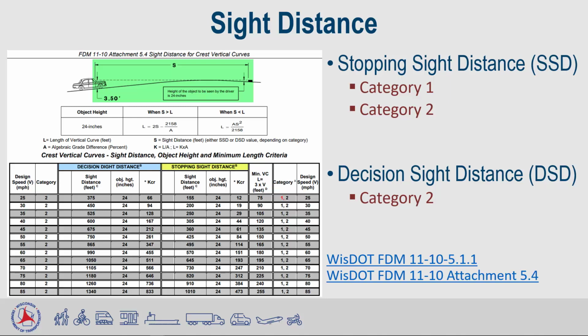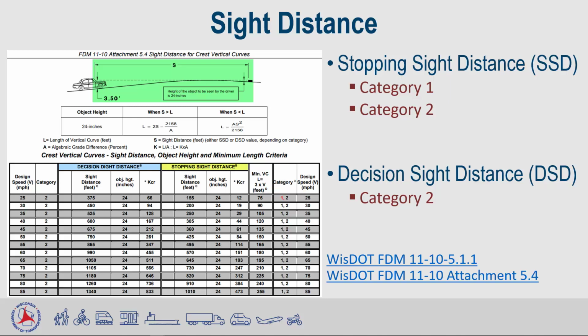First of all, we have stopping site distance. This is the length of the roadway in front of the driver that is continuously visible and is sufficiently long enough to enable a vehicle traveling at or near the design speed to stop before reaching a stationary object in its path. It's the sum of two distances, actually, the braking reaction distance and the braking distance itself.